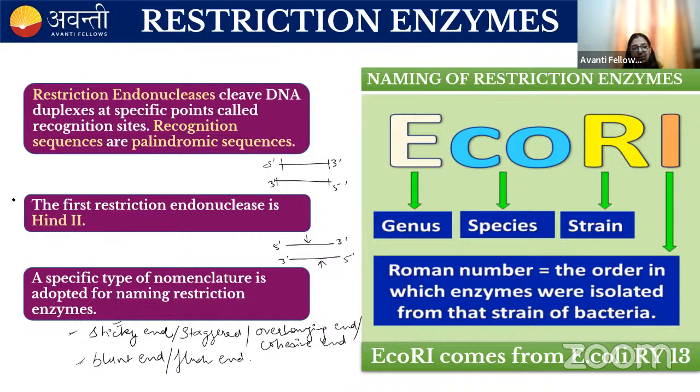And remember this, it's very important. The first restriction endonuclease is HindII. H stands for Haemophilus and I stands for influenzae. So the first restriction endonuclease is HindII. Remember this, it's very important. And the restriction enzymes cannot cut randomly in the DNA. They cut at a specific site, and these sites are known as the recognition sites. And these sites have a palindromic sequence.